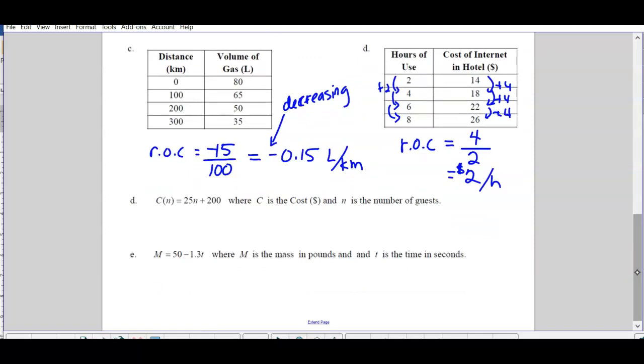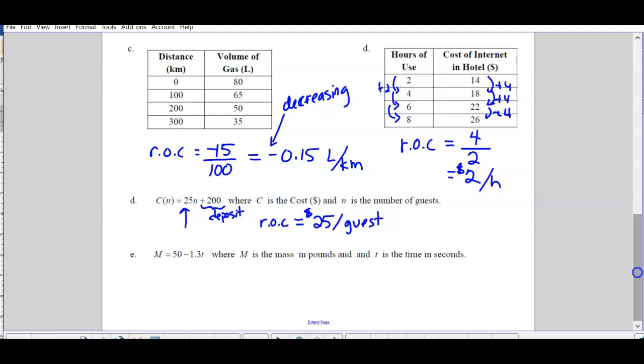So in D, you're looking for the rate of change. It already has the equation. So remember, as n changes, the value will change. This will never change at all, right? So this is your deposit, basically, that you never get back. The 25 in front tells you how much it costs for each guest. So here, the rate of change equals 25, and that's $25 per guest.